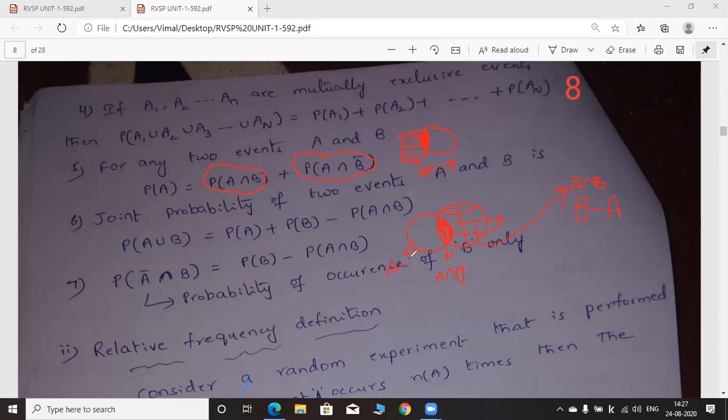Already I explained the definitions, difference of sets. This portion is called A minus B, this portion is called B minus A, whereas this one is the common portion. So while calculating A minus B also, we have to neglect this common portion. Similarly, while calculating B minus A also, we have to neglect the common portion. I think it is clear. Do you have any doubts regarding this?